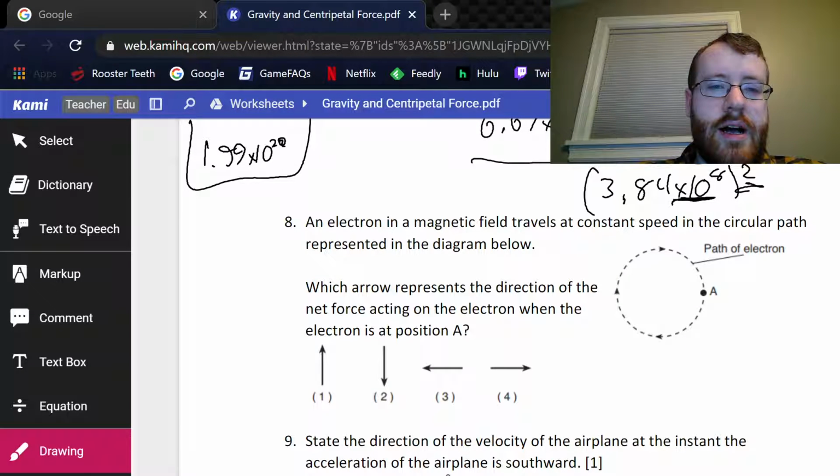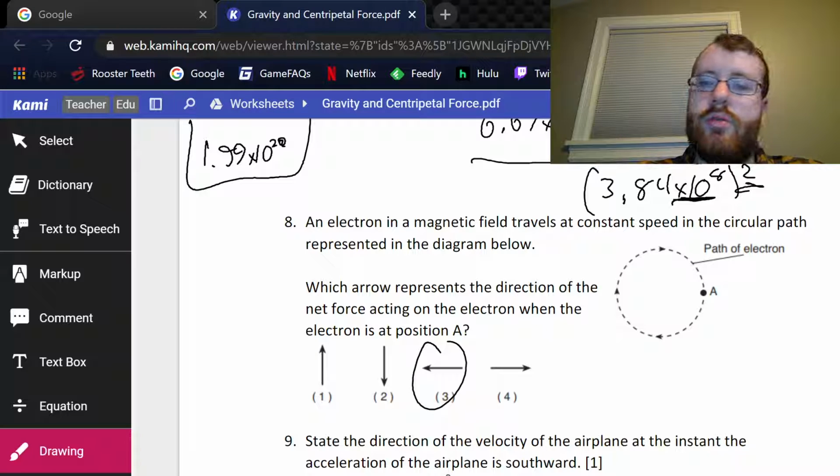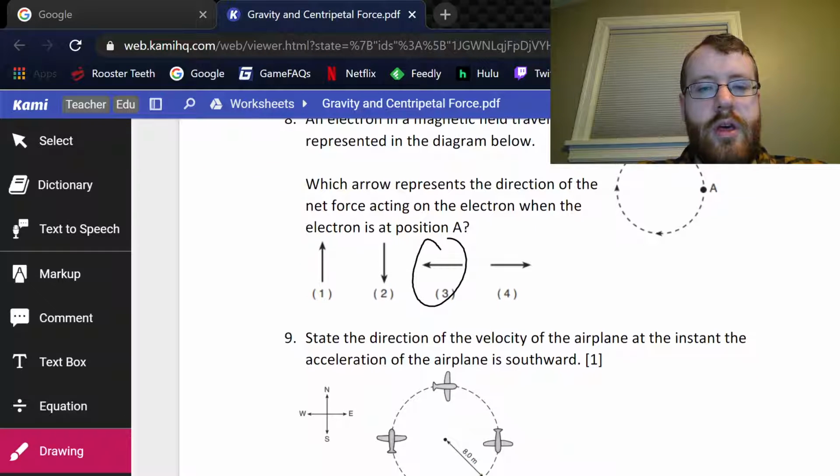All right, so we have an electromagnetic field. Obviously, we don't know too much about that, but hey, it spins. At point A, which direction is the net force? Well, if it's in a circle, the net force is a centripetal force, and centripetal means pointing towards the center, which is twice 3, points towards the center.